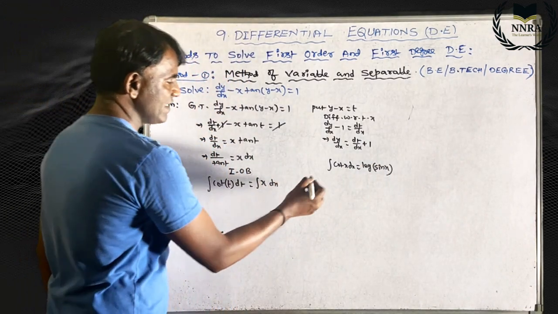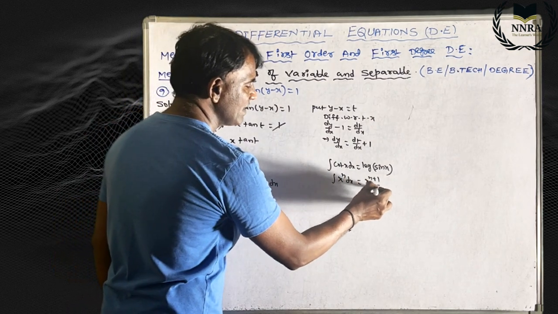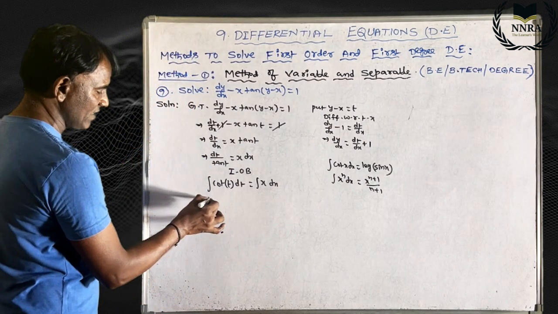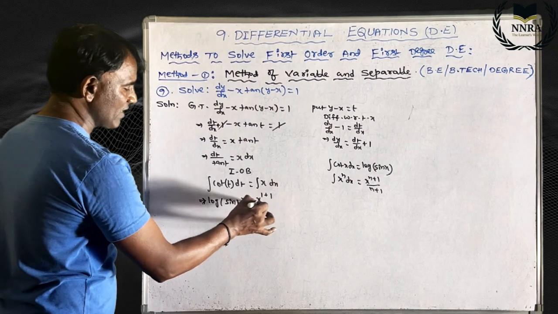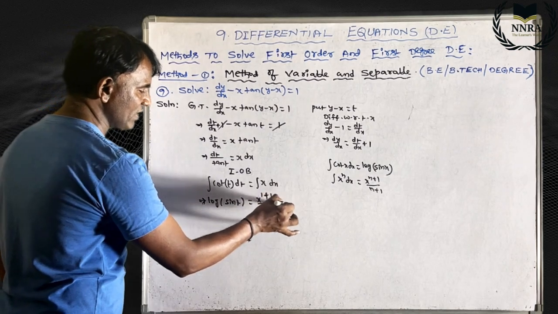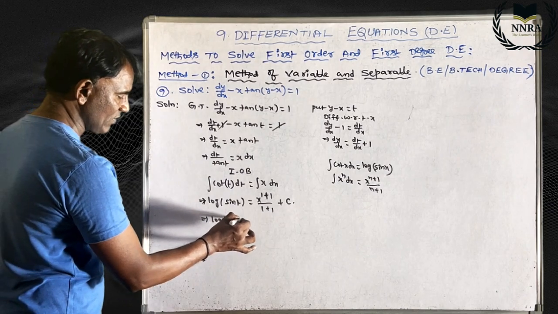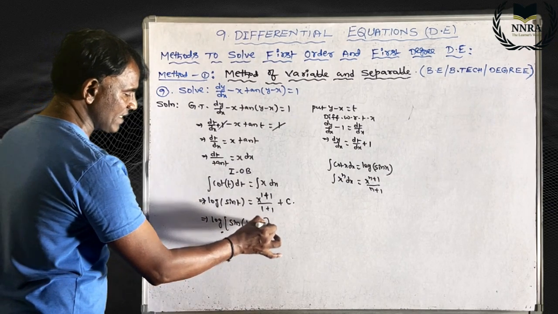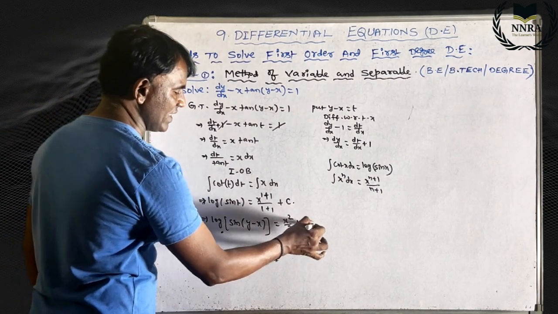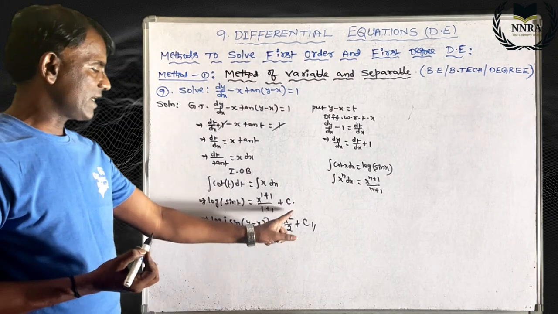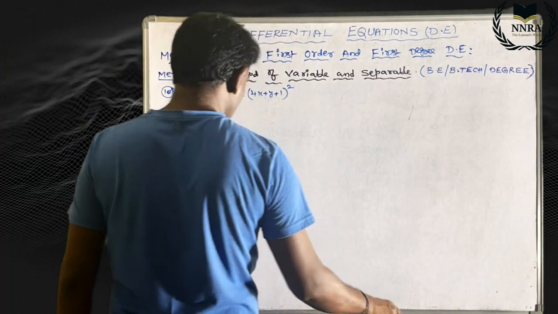Okay. And this is the integral x power n dx formula. How much is it? x power n plus 1 by n plus 1. So here it is log of sin t, and that side x power 1 plus 1 by 1 plus 1, then constant c. And this can be written as log of sin of, what is the value of t? y minus x, right? And coming to this one, x square by 2 plus constant c. If you want one more step, just write x square by 2 this side, then we get minus x square by 2.